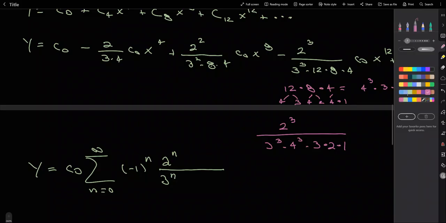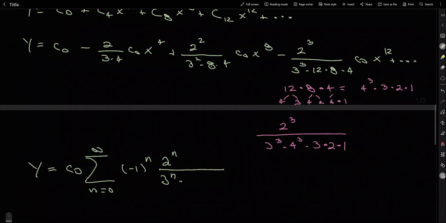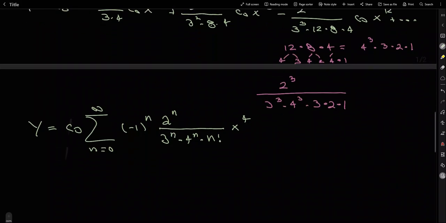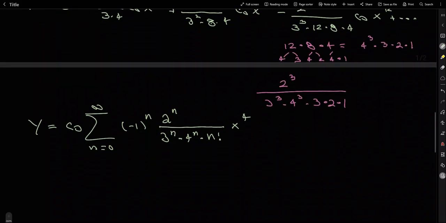So in this case, let me just bring a factor which is n powers of 4 times n factorial, and see how the exponents of x, the powers of x, are 4 times that same value of n. 3 times 4 equals 12. 2 times 4 equals 8. 1 times 4 equals 4. So that should give us x to the fourth power. And this is our solution in sigma notation.